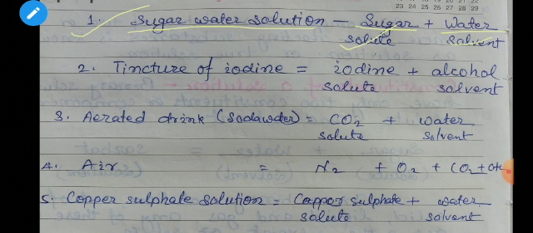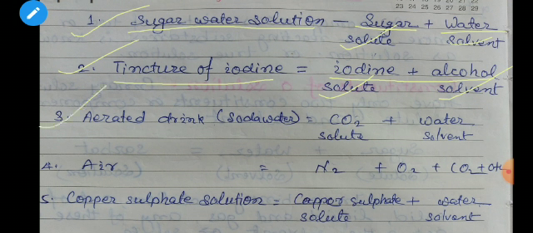Next example is tincture of iodine. Yes, friend, tincture of iodine is actually used as an antiseptic also. And tincture of iodine is a mixture of iodine and alcohol, where iodine is the solute and alcohol is the solvent.